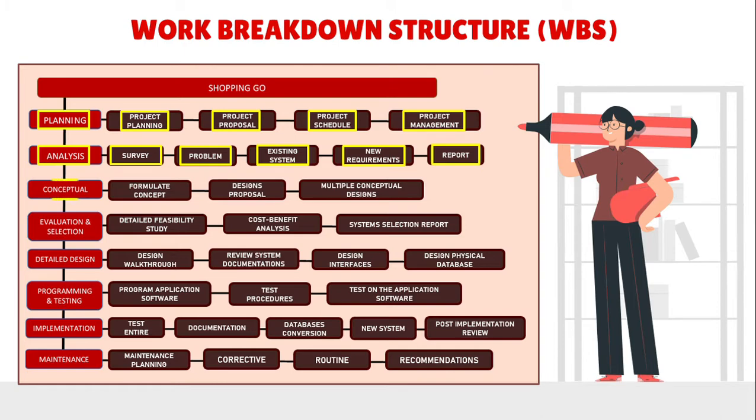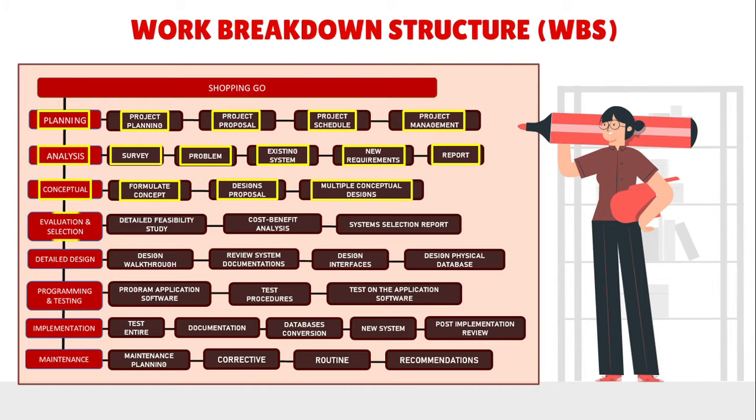Third phase is multiple conceptual design. There are 3 tasks, which are formulate concept, alternative designs proposal, and multiple conceptual designs. Based on the first 2 stages, our system designer starts to understand the new requirements in order to create multiple conceptual designs that meet or solve the identified problems. We prepare a few alternatives to be evaluated and selected in the next step.